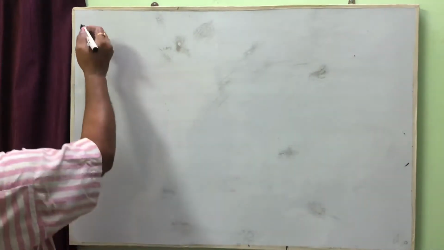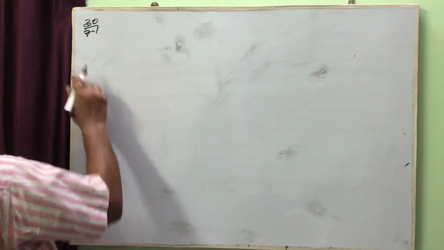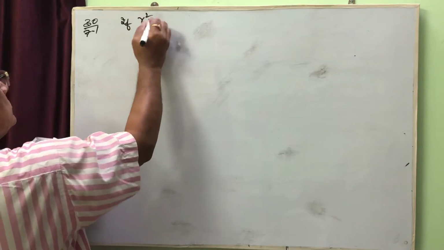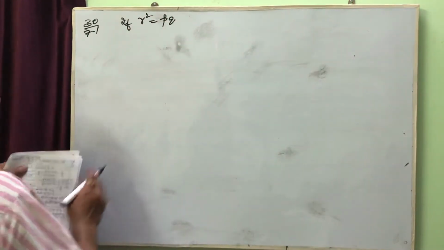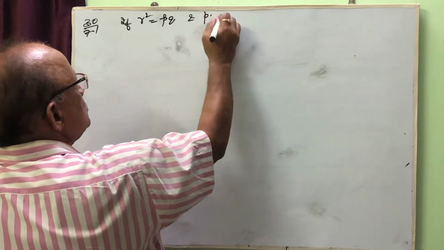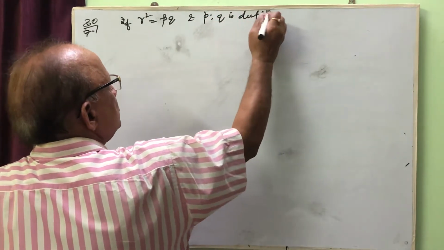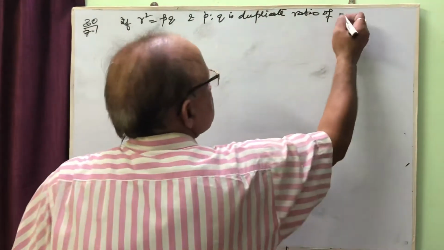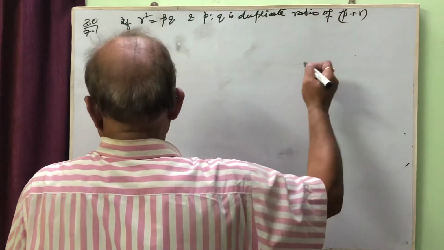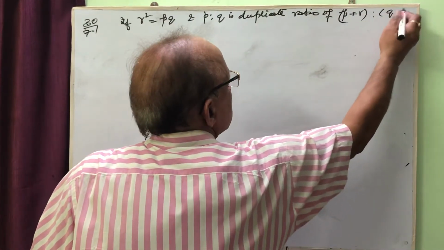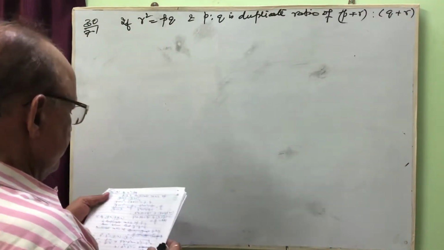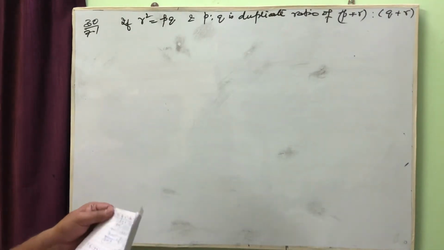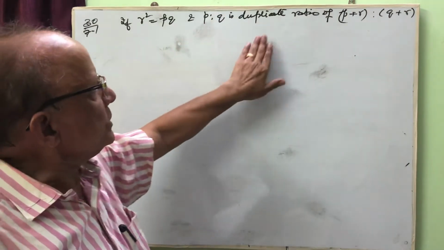Now question number 30 of 7.1. It is given that if r square equal to pq, then you have to prove that p is to q is the duplicate ratio of p plus r is to q plus r.